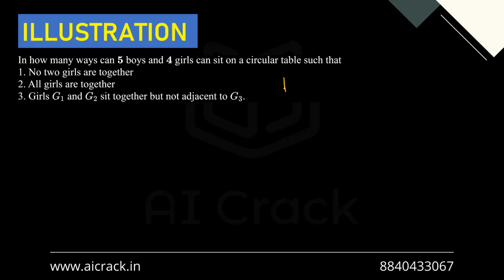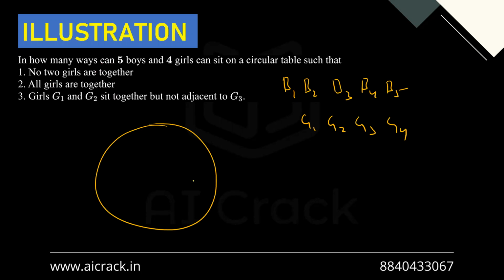So we have B1, B2, B3, B4, and B5. We have G1, G2, G3, G4, right? So we have this kind of circular arrangement, circular table, right? Now, no 2 girls are together. So basically we have to fill them in between the boys. Basically we have to use the gap method over here. So before that, we'll have to place boys, right? So how can we place boys?